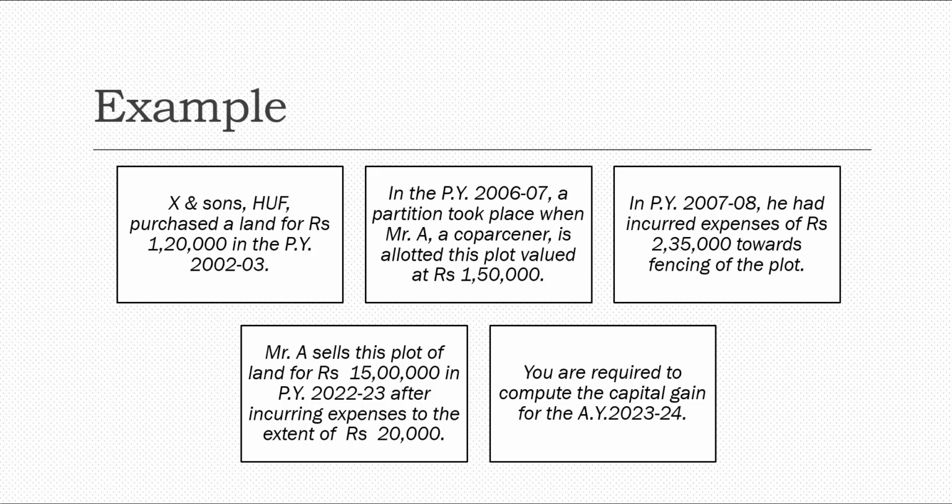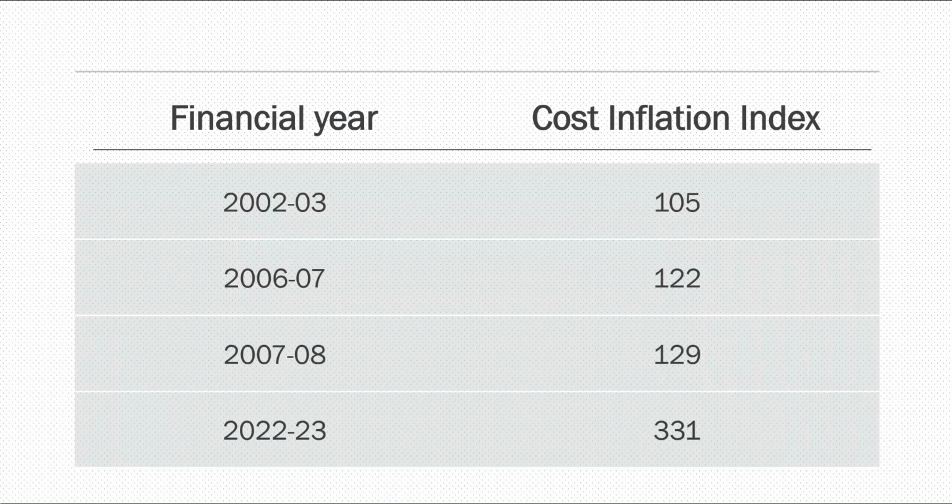Okay. Now it was purchased in 2002-2003, but the indexation benefit will be applicable only from 2006-2007 when the property became the property of A. Okay. So in that case, if you look at the indexation, it starts from 2001-2002, which starts at 100. So in 2002-03 it was 105. In 2006-07 it was 122. In 2007 it was 129. 2022-23 is 331.